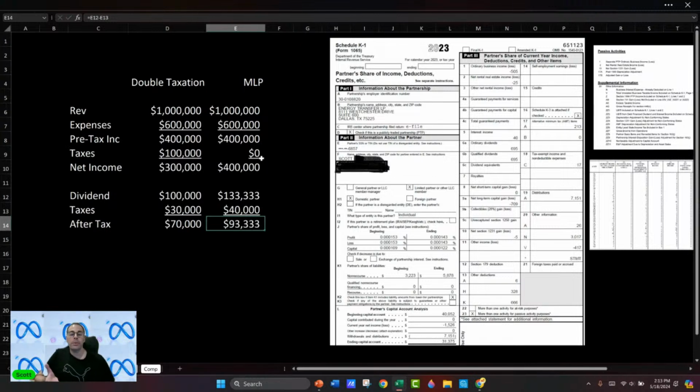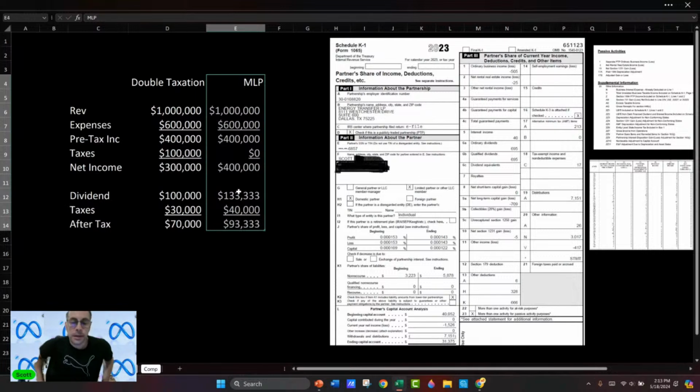So of course you would prefer to invest in a company that didn't pay taxes because they have more money to give out as dividends. So that's how it works. These companies, MLPs or REITs, BDCs as well.